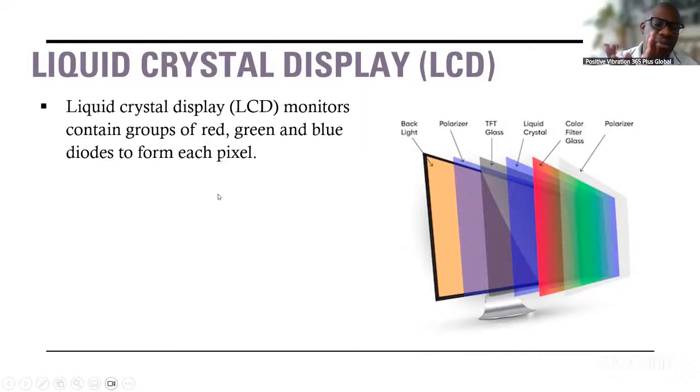Let's put that a little bit more formally. LCD monitors contain a group of red, green, and blue diodes. These are called diodes, and this is what actually forms pixels. So the more tightly fit the pixels are together, the better the resolution.